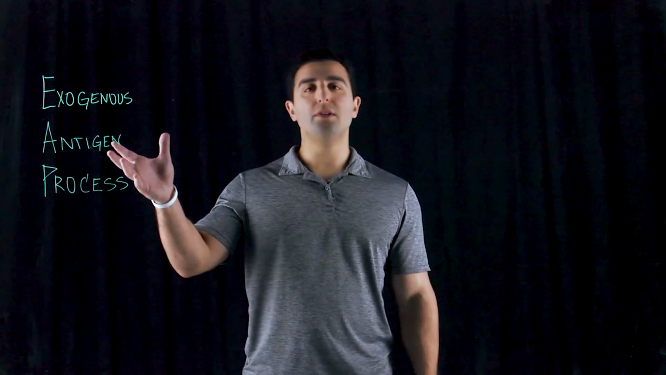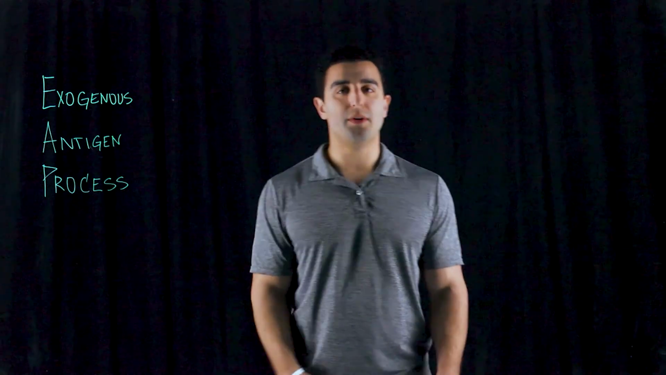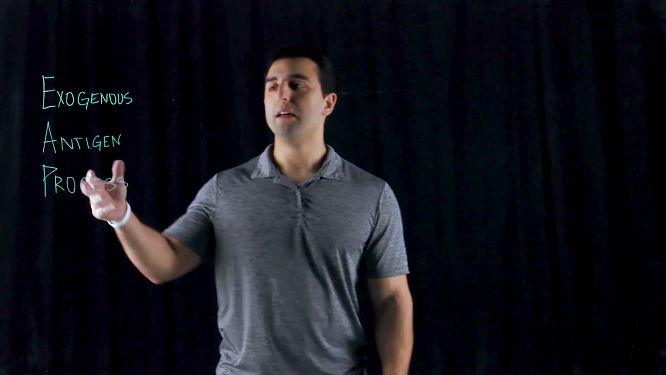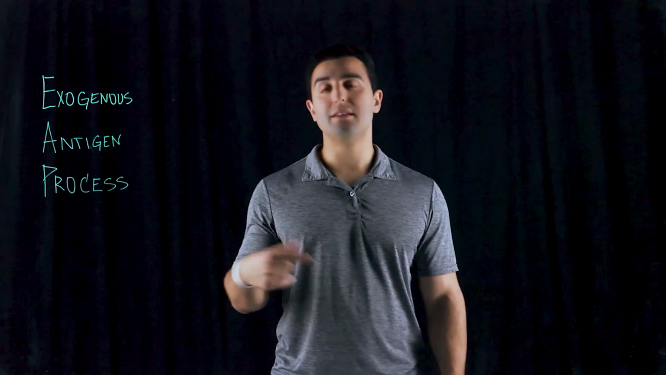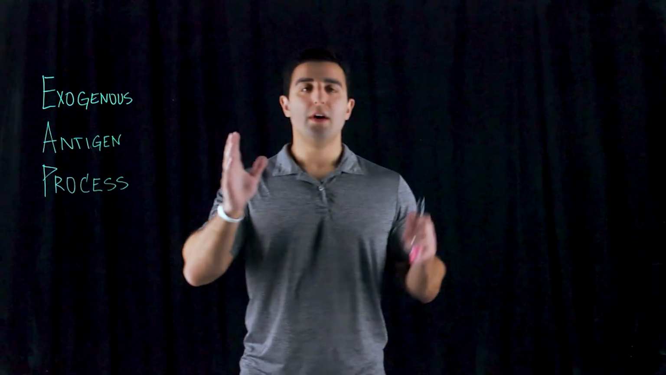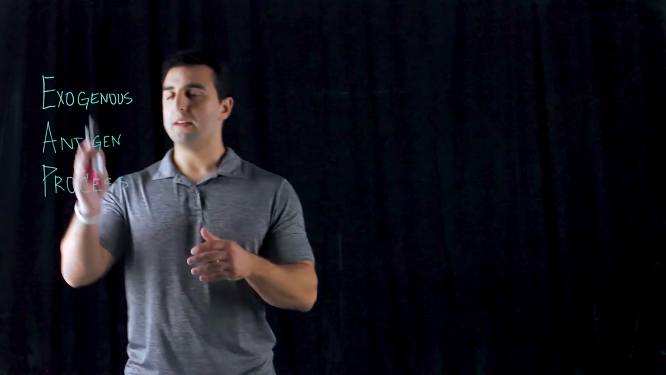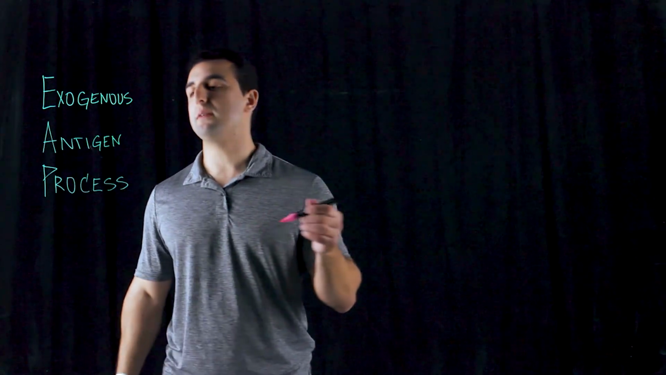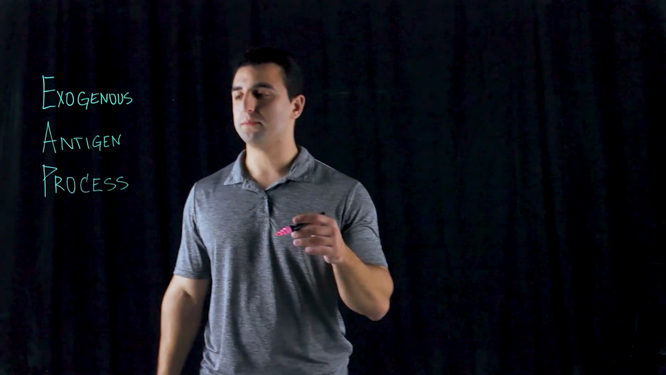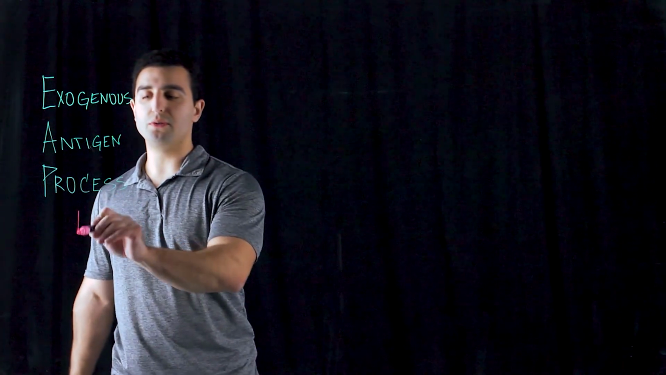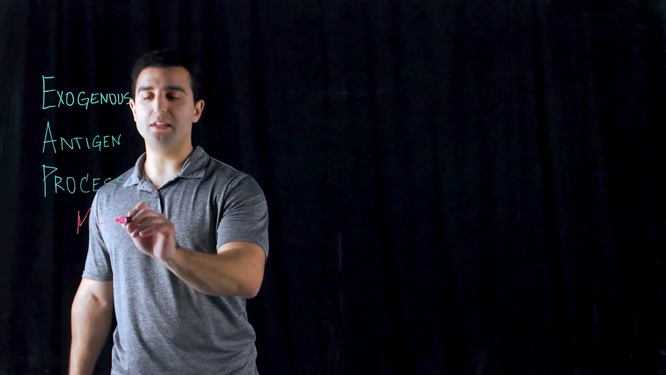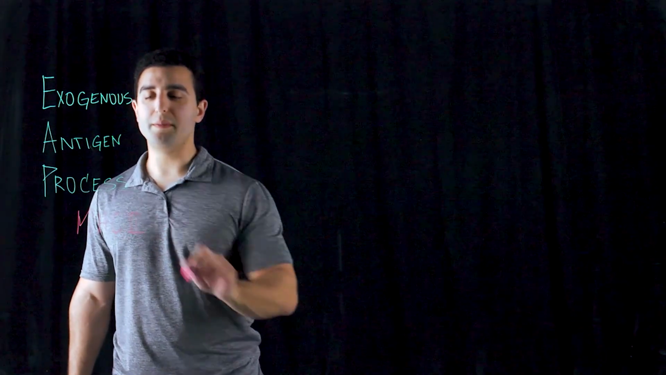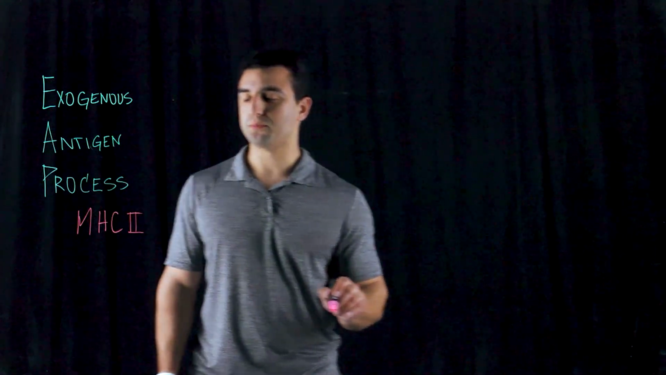All right, so now we're going to look at the exogenous antigen process. So this is where the antigen is actually presented and created outside of the cell rather than inside, right? And so if we remember from before, exogenous is referring to which major histocompatibility complex. So this is referring to involving the MHC class 2, right? And so what were the MHC class 2?